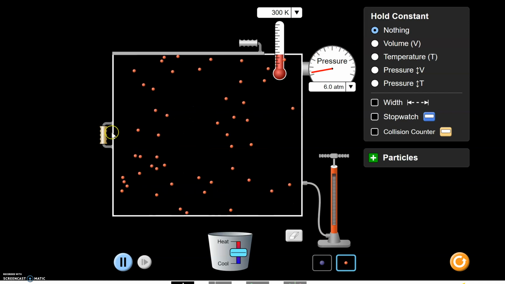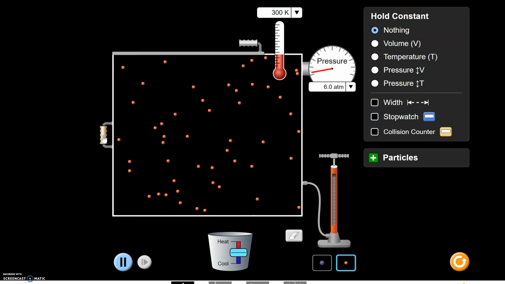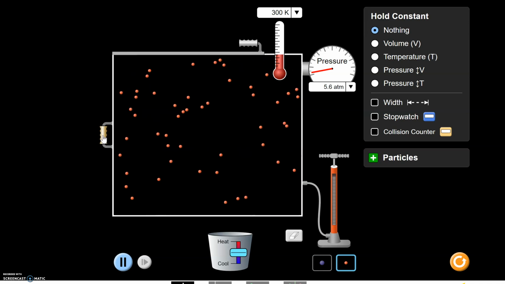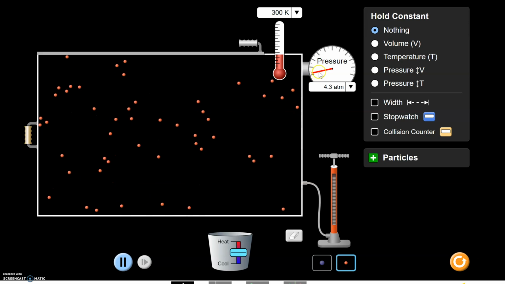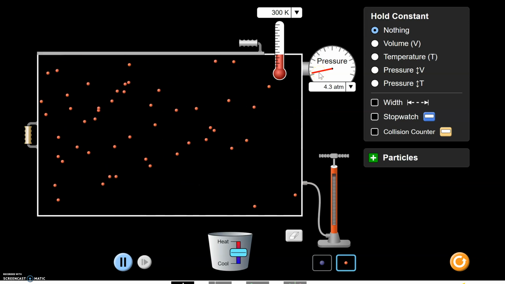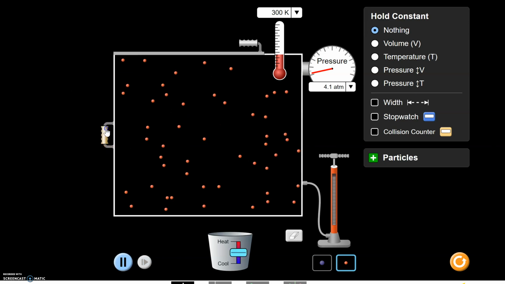Well, what happens to this pressure, and what's causing it? Obviously, the particles themselves hitting the sides of the container are what is causing pressure. And if we were to make this vessel bigger, all of a sudden our pressure drops because we're not impacting the sides of the vessel as often as we were.